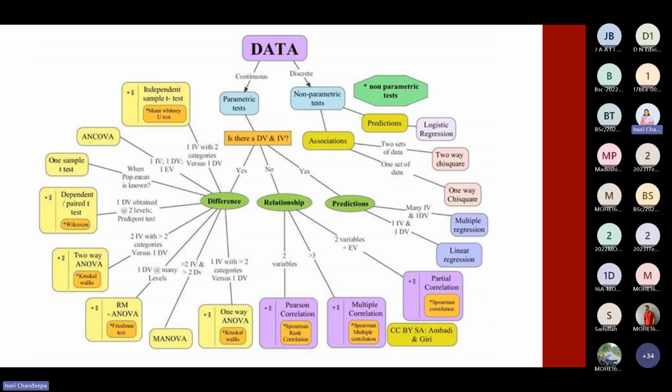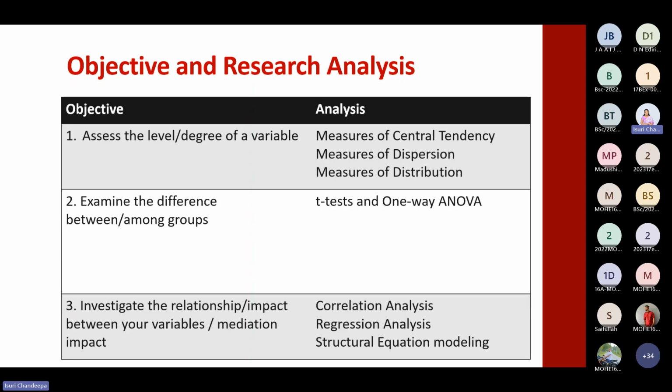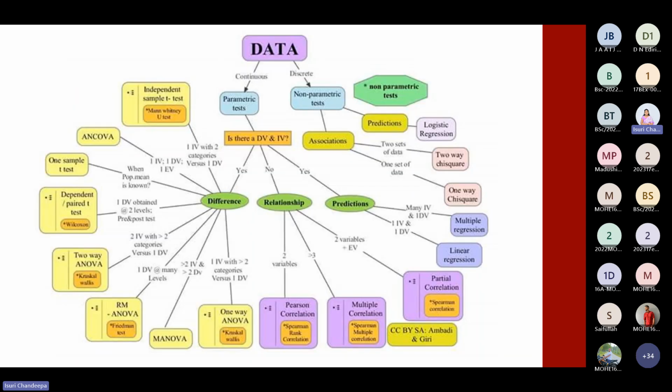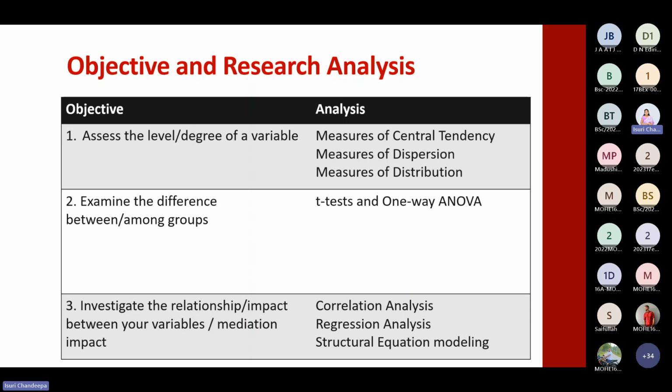What is the first one? You need to identify the objective. Objective with what? The data variable type. Am I going with this objective with continuous or discrete variables? Therefore, you have to identify your objective and the analysis. I have given some examples here.